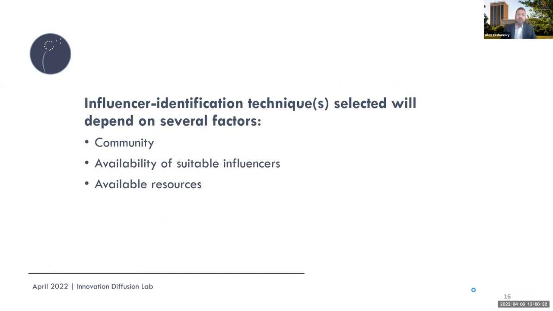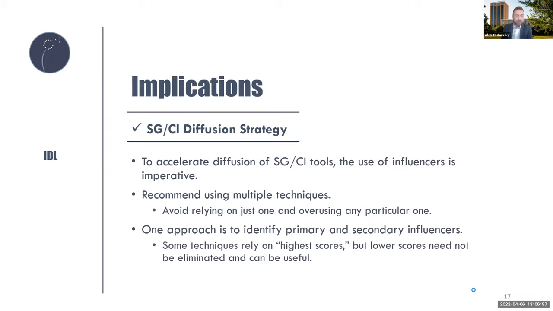So the influencer identification techniques which are selected will depend on several factors. It'll depend on the specific community in which these influencers reside. It will depend on the availability of suitable influencers within these communities. And it'll also depend on the available resources within these communities to implement any of these techniques.